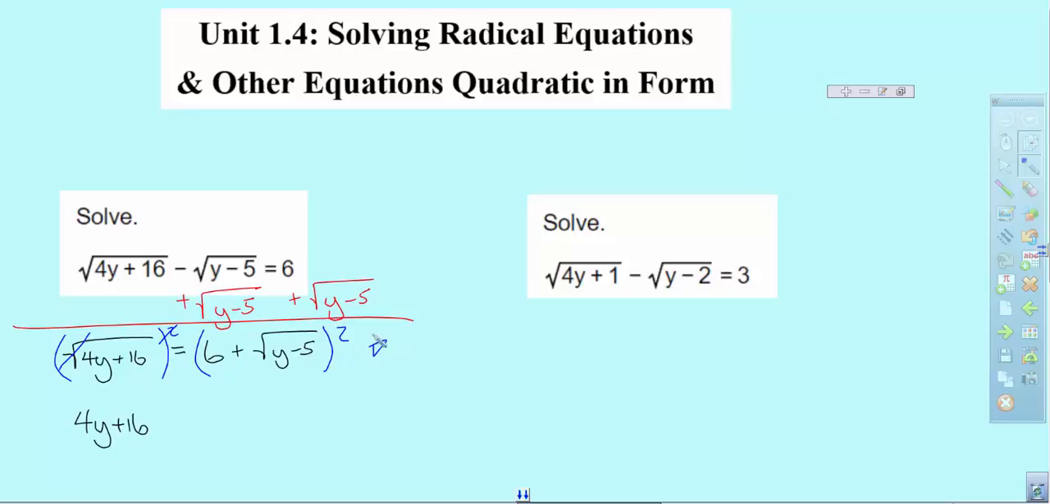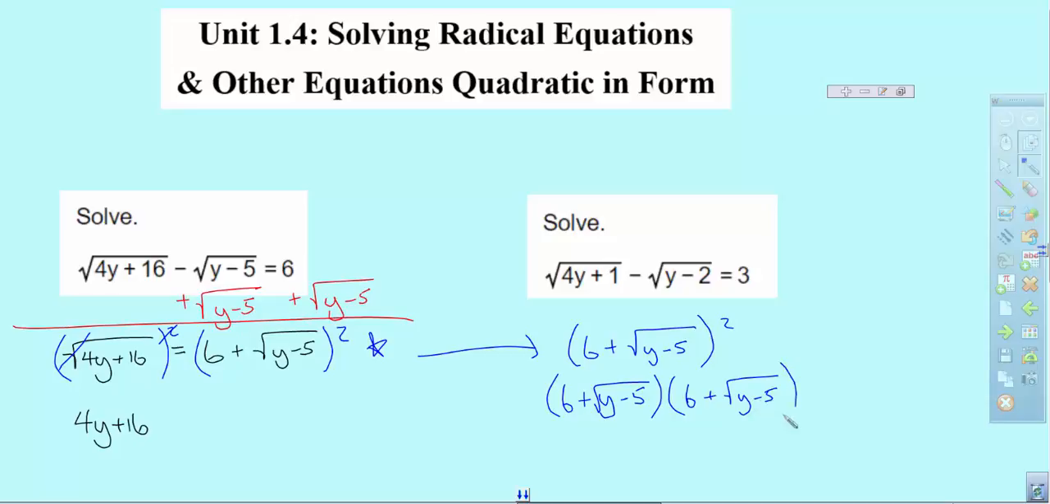I'm not going to lie to you. This is the part that makes this thing ugly because this requires a FOIL. So let's bring that off to the side and remind ourselves what that means. Right now we have 6 plus the square root of y minus 5, quantity squared, which is actually 6 plus the square root of y minus 5, times 6 plus the square root of y minus 5.